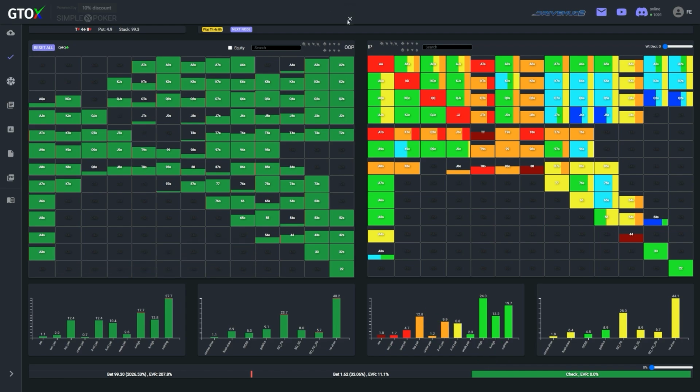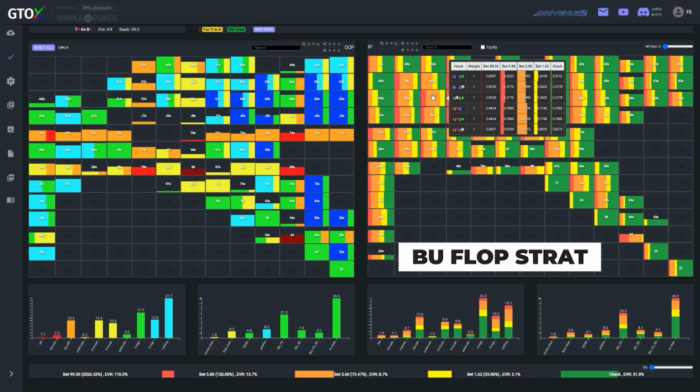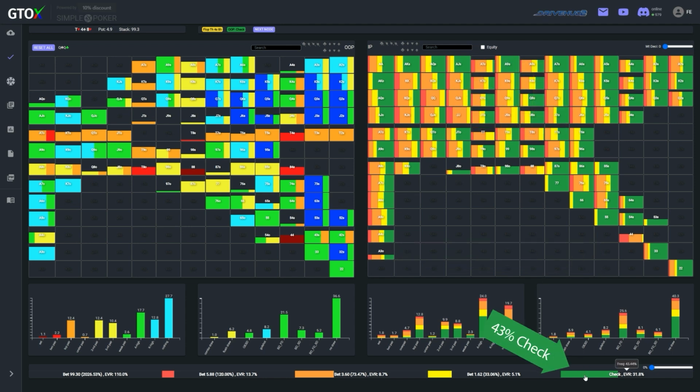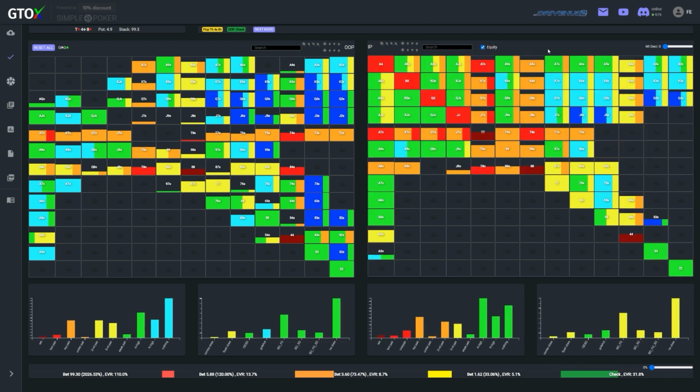but then I bet around 3/4 pot, and we see that the solver does like this larger sizing and is checking a significant portion of its range. So why the stark difference, especially when the player's ranges are identical to the prior scenario?